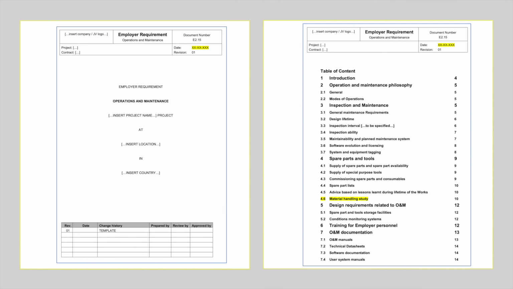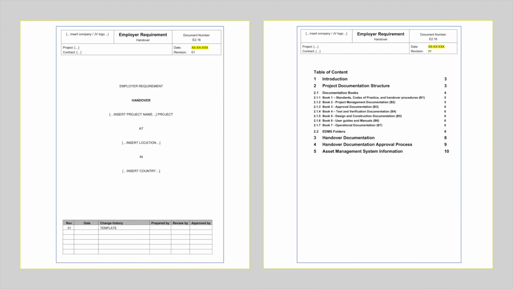In order to prepare for a smooth transition from EPC execute phase to the operate and maintain phase, the contractor has to provide asset data, maintenance routines, spare parts, manuals, training, and startup assistance. The handover specifies how the project documentation has to be structured for handover to the employer's asset organization. This also includes all the data required for the asset management system.